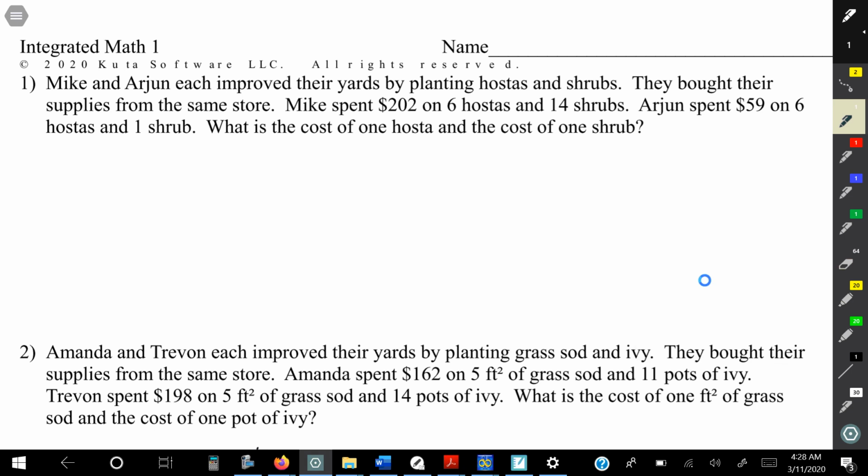Hello, thank you for checking out A1 Math, and today we're looking at how to solve a system of equations through word problems. We talked about this in a previous video, but I thought I'd go over it some more. So let's take a look at a few examples.